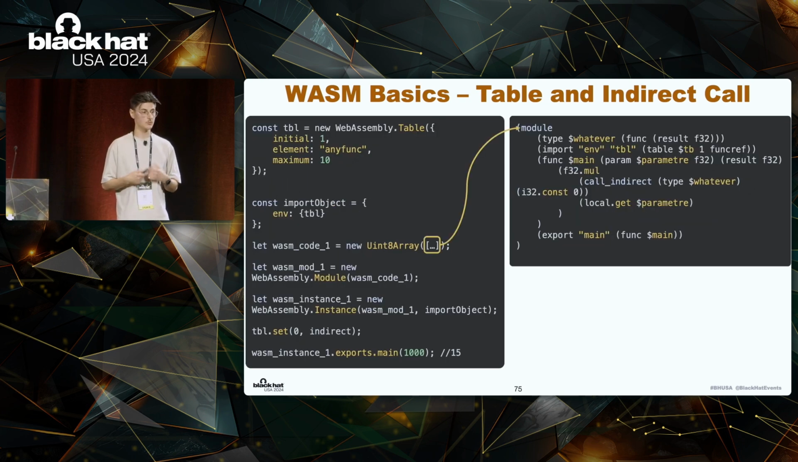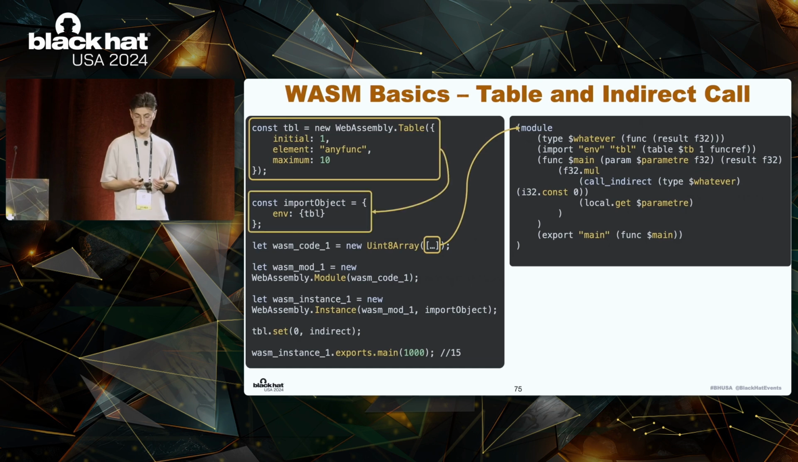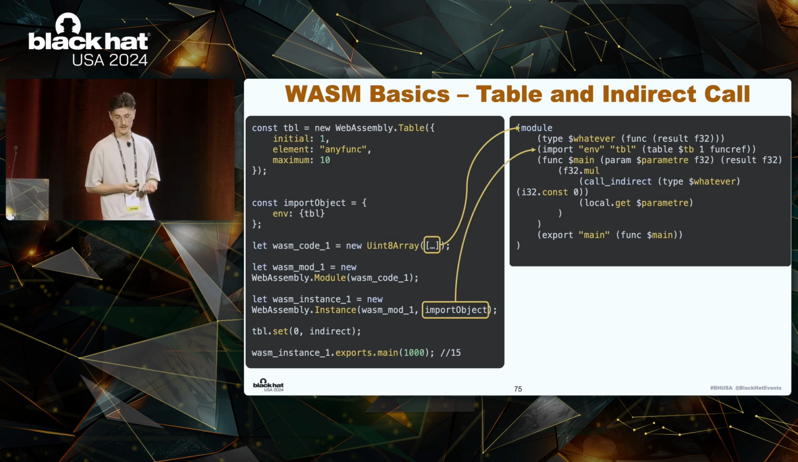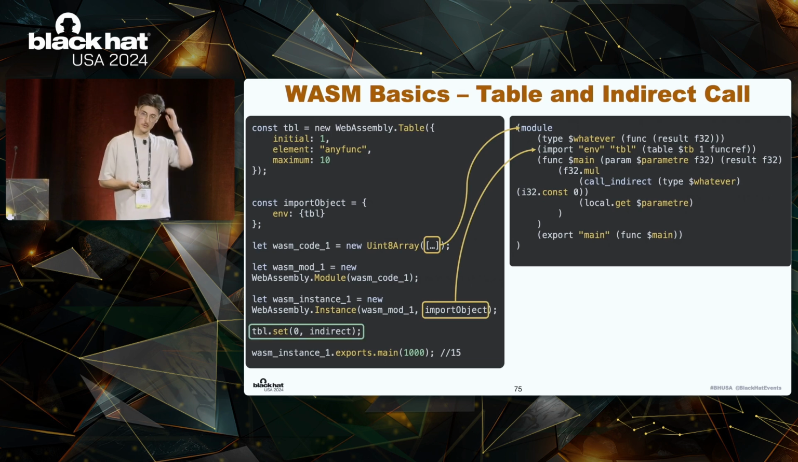We'll create now a new module. Let's name it module 1. And we're going to create a WebAssembly table and import that table at the time of instantiation of the module. And I'm going to reference that WebAssembly table also inside the module directly. Now what we're going to do is take the reference to the indirect function, which is from the module 0, and set it at index 0 of the WebAssembly table.